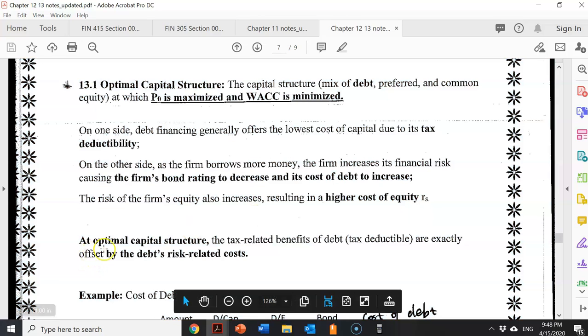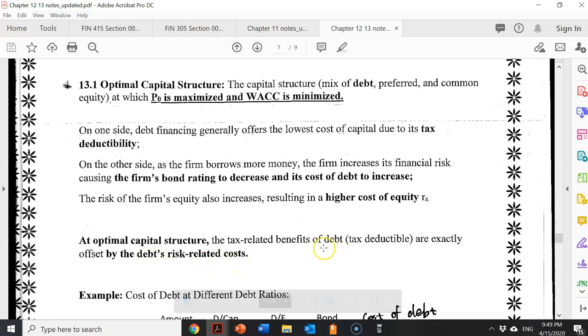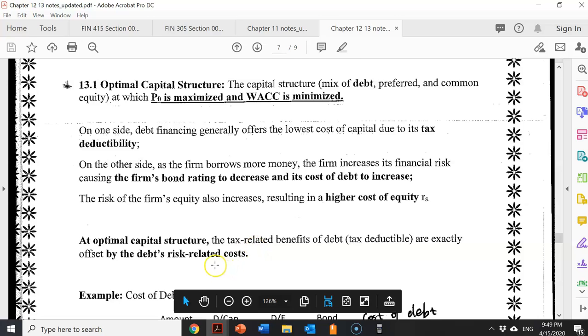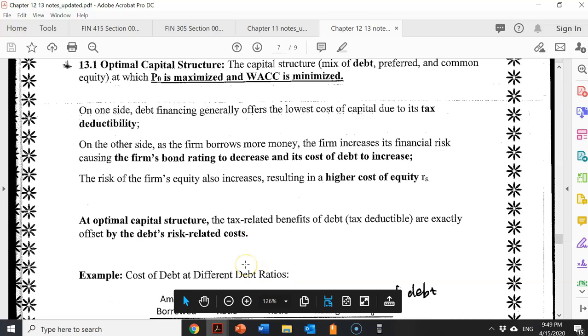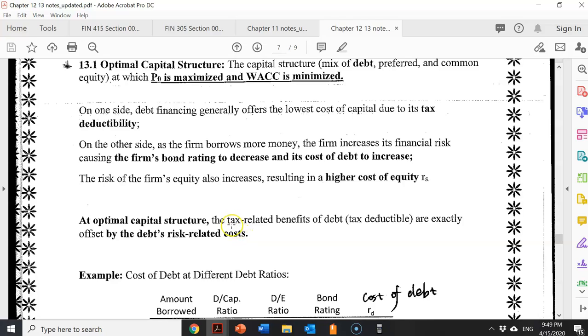At the optimal capital structure, the tax-related benefits of debt are exactly offset by the debt's risk-related costs. By raising more debt, you could enjoy more tax benefit, but you could also undertake more risk. So we have to find the optimal capital structure where we have the best trade-off, the best balance between the tax benefit and the risk cost of debt.